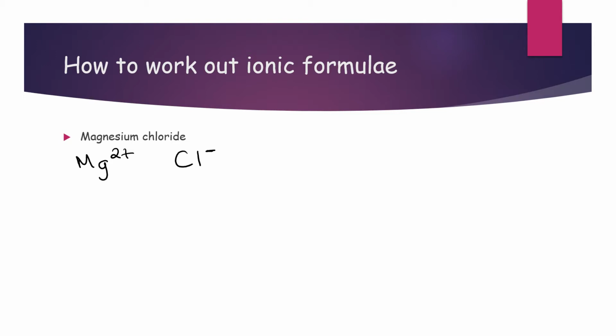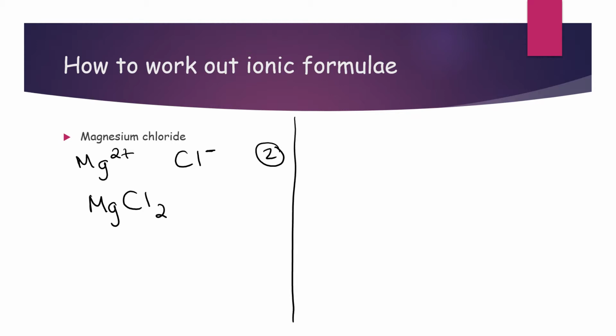So the common multiple between 1 and 2 is 2. So how many 2 pluses do we need to make 2 plus? We need 1. How many 1 negatives do we need to make 2 negative? We need 2. So it becomes MgCl2.